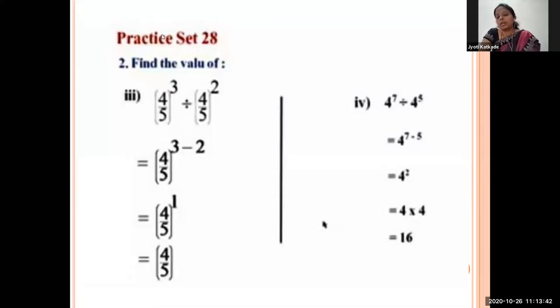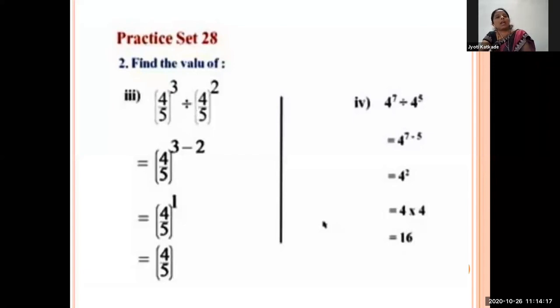Which rules have we seen? They are a raised to 0 is equal to 1. Then a raised to minus m is equal to 1 upon a raised to m. And third is a raised to m divided by a raised to n is equal to a raised to m minus n. Okay. So do you have any questions? No, ma'am. Do all of you understand this topic? Yes, ma'am. So tell me the answer.